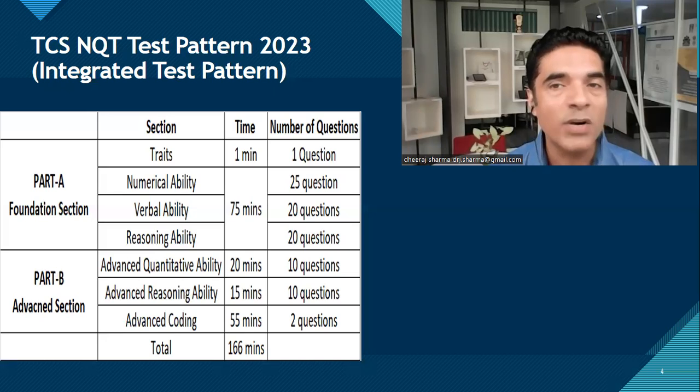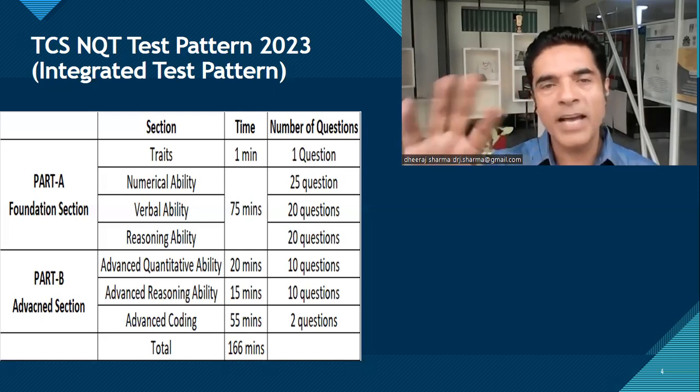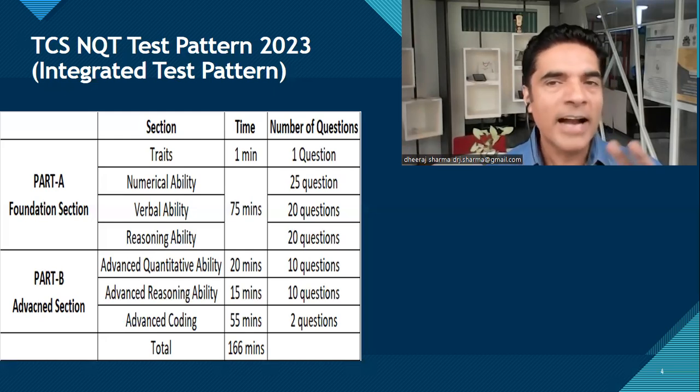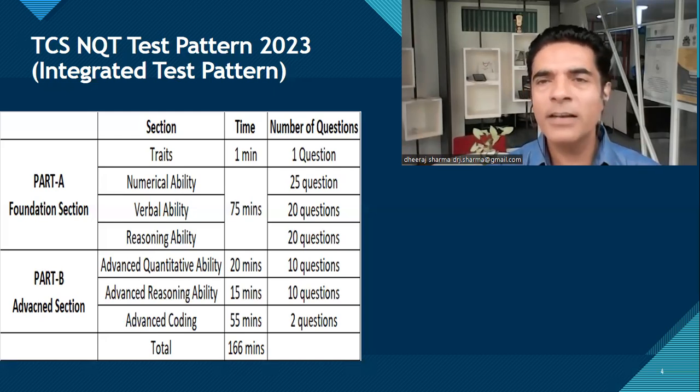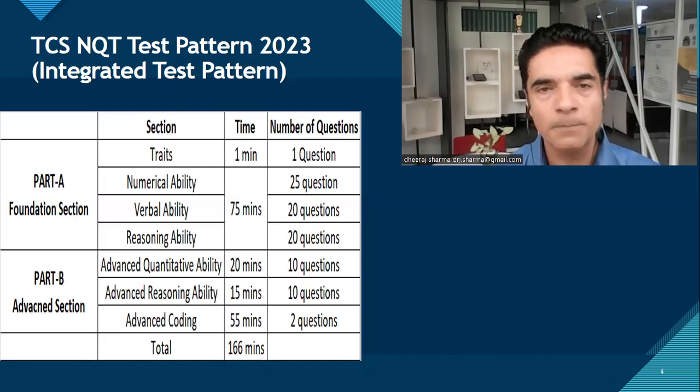Now let's try to understand the difference between both the roles. In case you qualify the first round, which is part A, the foundation section, and not the second one, then you will be offered a Ninja role. Post the completion of the interview rounds as well, at a Ninja role you will be given a profile of a coder or a programmer, wherein the salary package is going to hover around 3.5 lakhs per annum to 4.5 lakhs per annum.